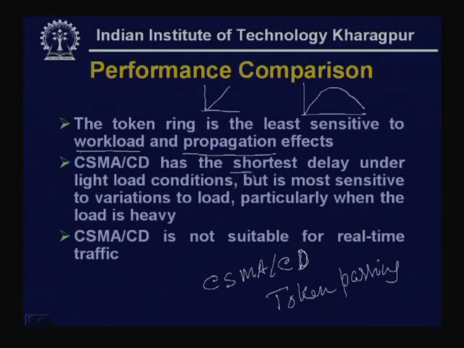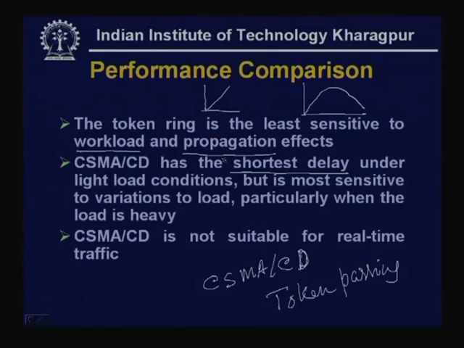CSMA CD has the shortest delay under light load conditions. We have seen that in case of CSMA CD, if the load is light, a particular station transmits a frame, and if it does not suffer collision, the delay is very small. On the other hand, in case of token ring, a particular station has to wait for a long time to get the token, and as a consequence there is a long delay. However, if there is heavy load, then CSMA CD will suffer collisions, and as a result the delay can be long.